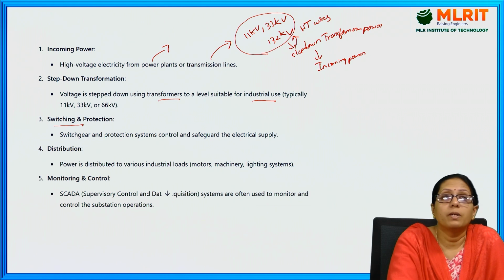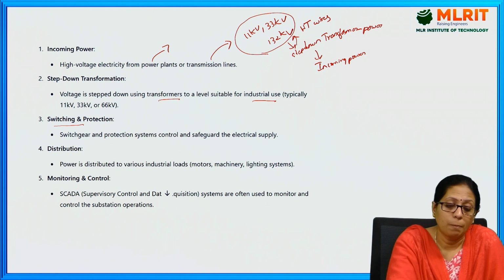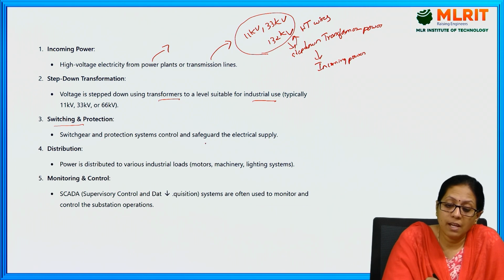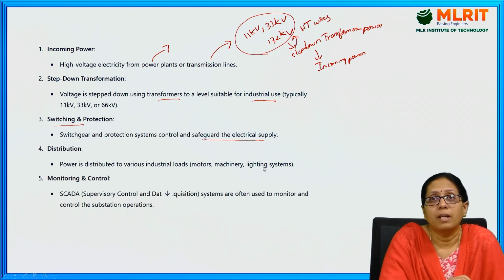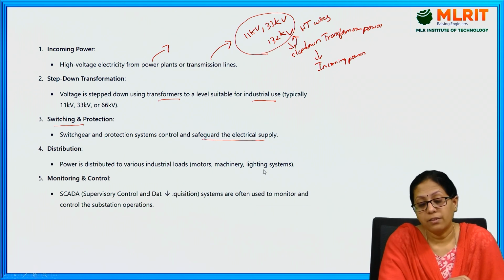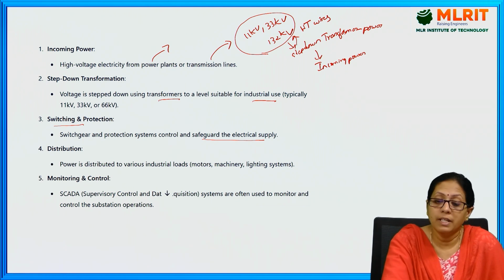Third one is switching as well as protection. The switchgear and the protection system control to safeguard the electrical supply. In order to protect the electrical supply or the different components connected in the industrial area, we need to connect different types of switching as well as protection devices like circuit breakers, fuses, relays and all.